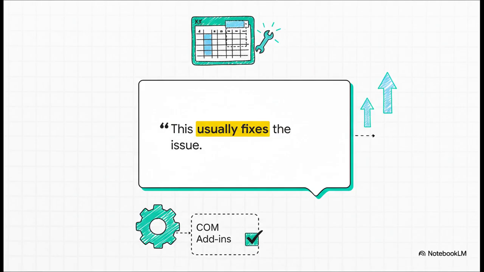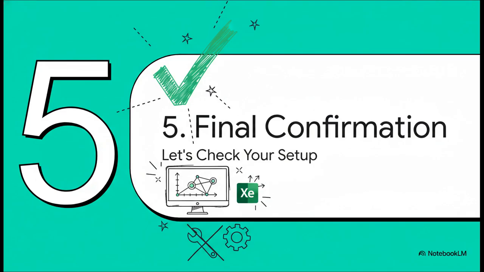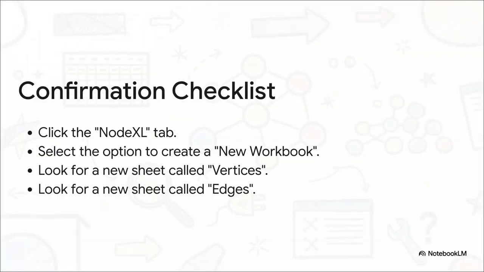That's the fix. All right, so at this point, whether it worked on the first try or you had to do that little COM add-in fix, you should be totally ready for a successful launch. Let's just do one last check to make sure. Okay, so go ahead and click that NodeXL tab that you worked so hard for. From there, just create a new workbook. Now, the real confirmation isn't on the ribbon, it's at the very bottom of your screen. Look at the little tabs for your sheets.